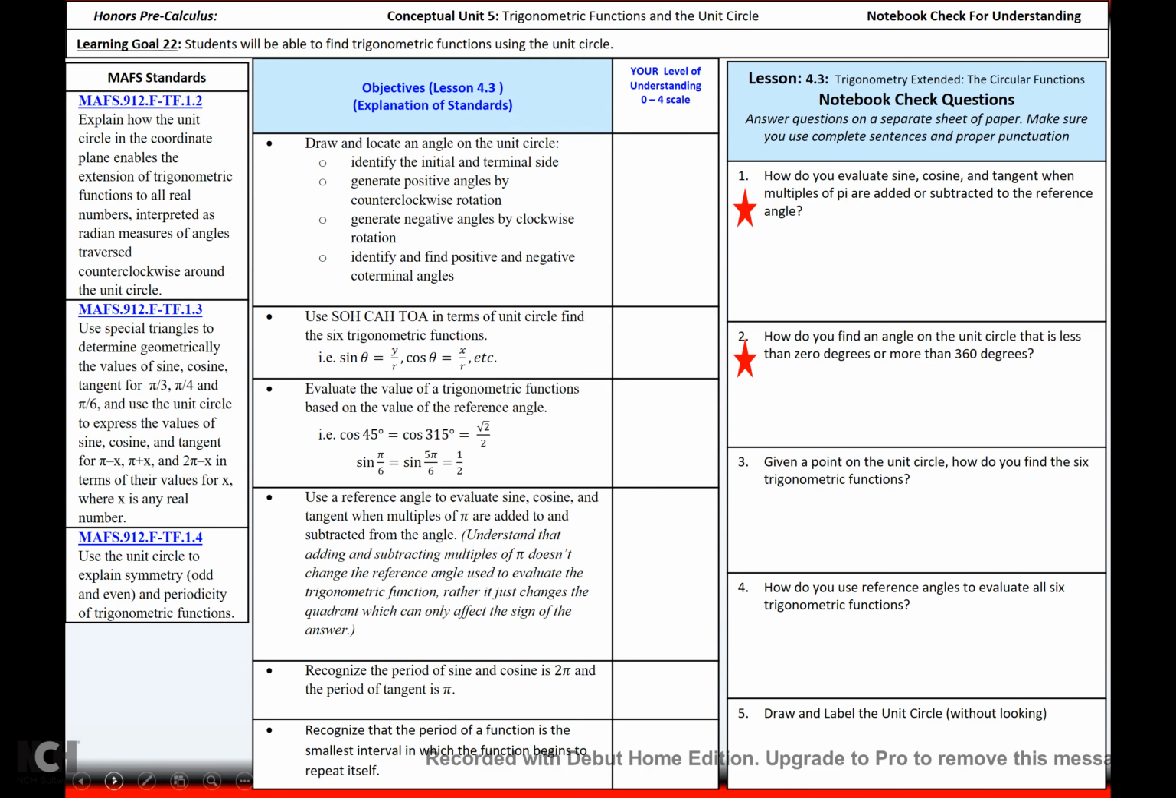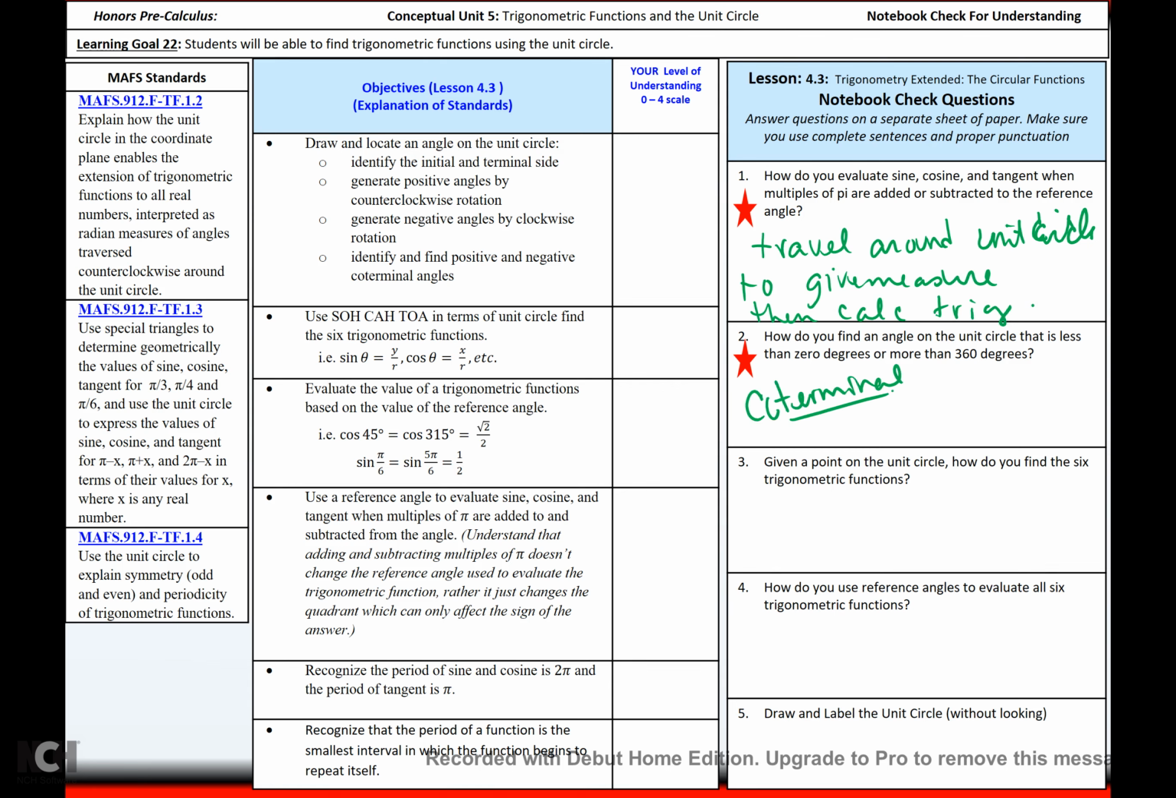Alright, so how do you evaluate sine, cosine, and tangent when multiples of pi are added or subtracted to the reference angle? Well, you travel around the unit circle to the given measure, and then you can calculate your trig. Okay, it says, how do you find an angle on the unit circle that is less than 0 degrees or more than 360 degrees? You find a coterminal angle.